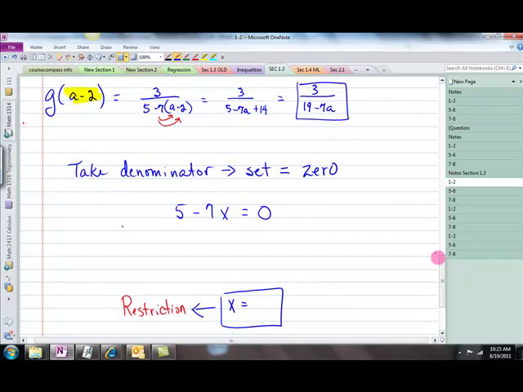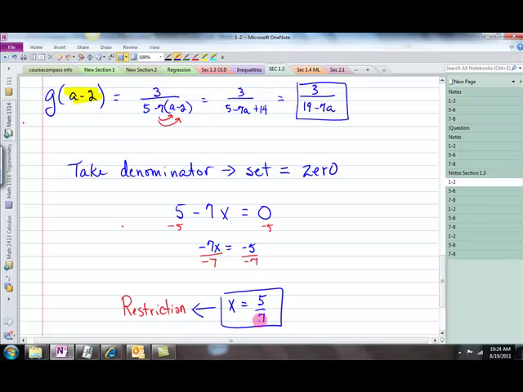Now let's solve that little equation. We would subtract 5 from both sides. That would leave negative 7x equals negative 5. And then what would I do? I would divide the negative 7 on both sides. Okay? That would leave me x equals, and that negative stuff's going to go away because negative divided by negative, and I'm going to have 5/7.